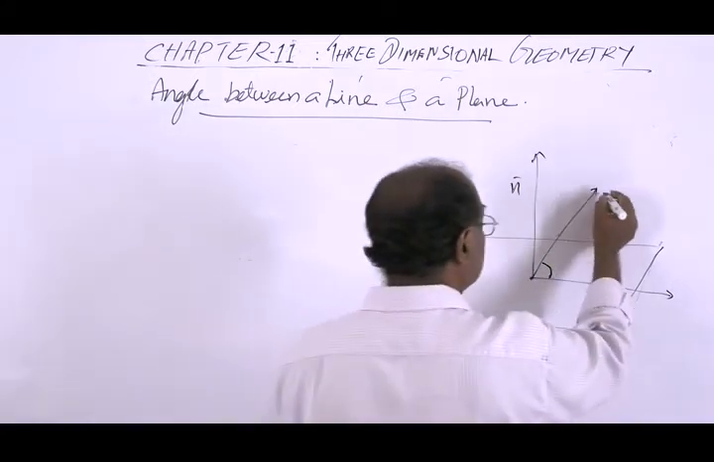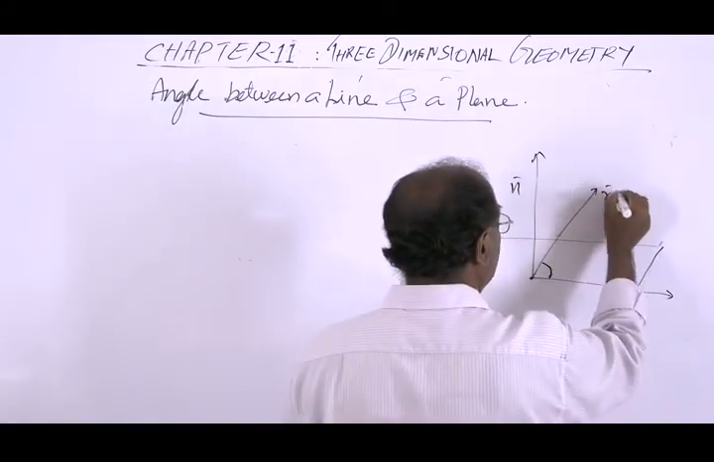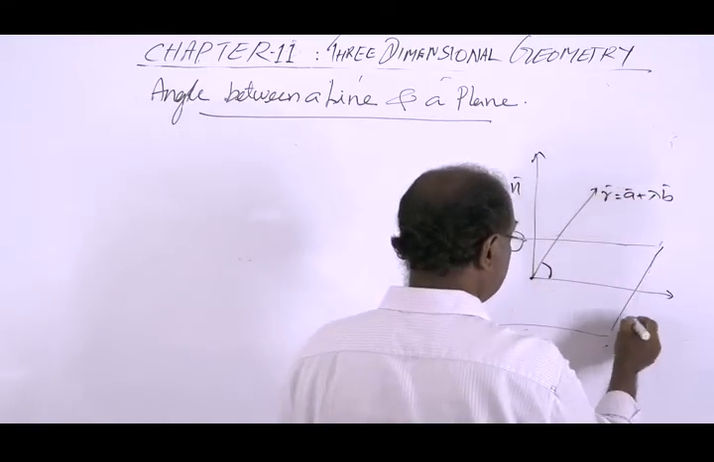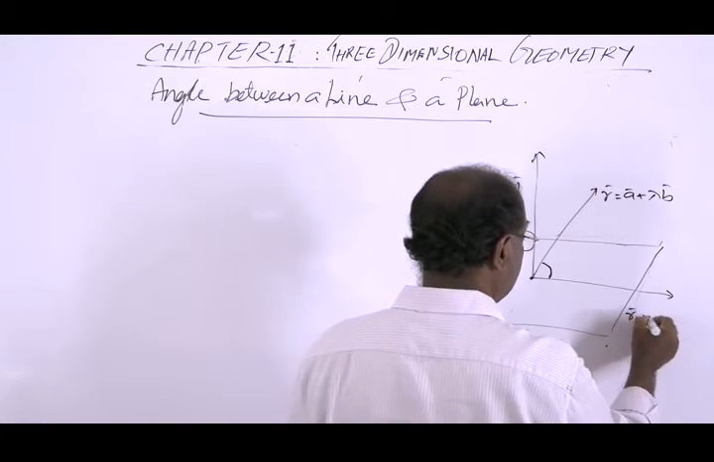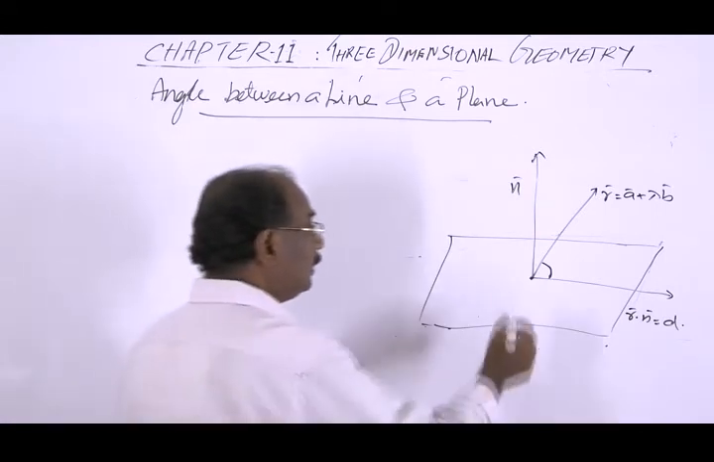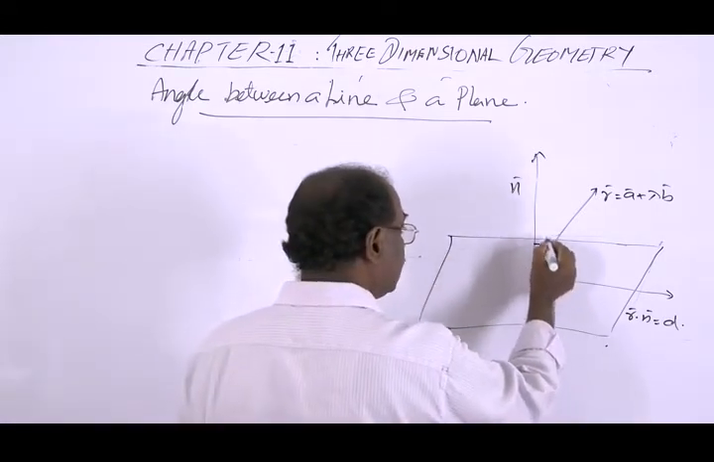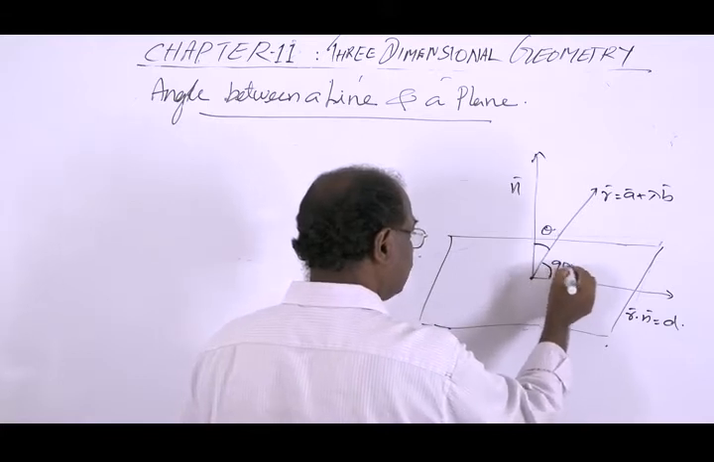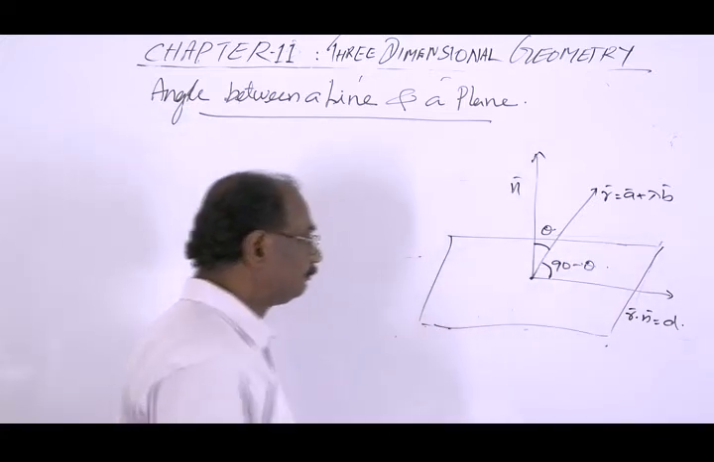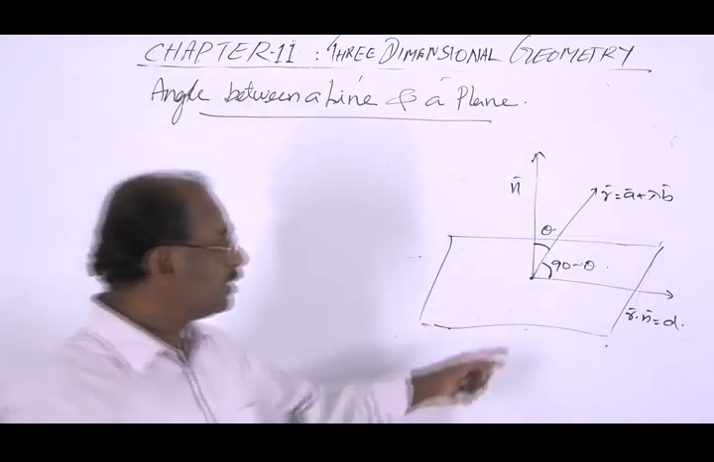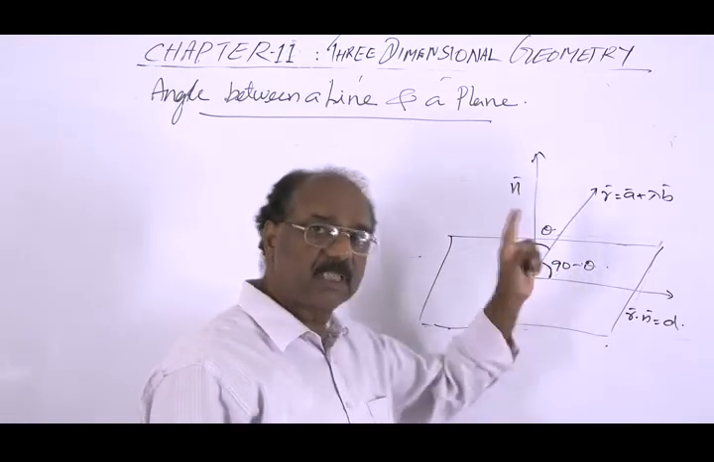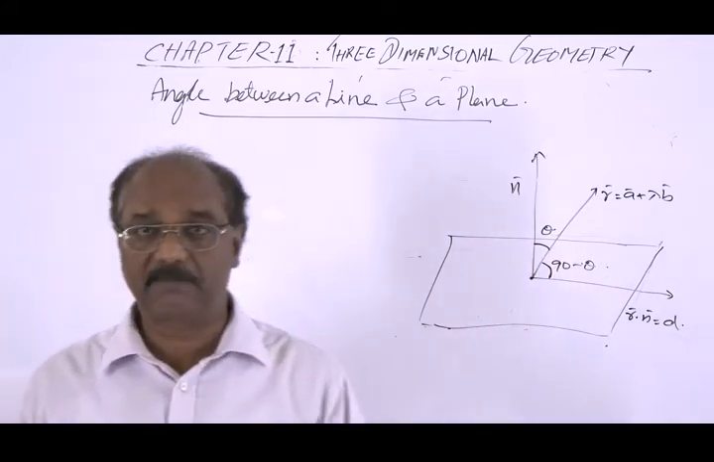And this line, so its equation is R equal to A plus lambda B. And a plane is, say, R dot N is equal to D. And then if angle between the line and the normal is theta, then this is 90 minus theta. So first we find the angle between the line and the normal, then find its complement, which is the required angle. That is the method.